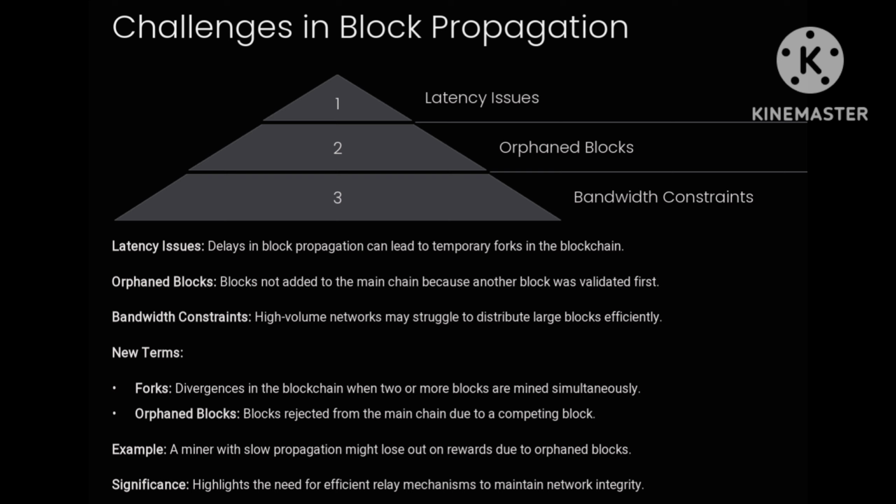Geographical distribution. Nodes in remote or less connected regions might experience slower block propagation compared to those in well-connected areas. This creates an imbalance in mining opportunities and synchronization. For example, a node in a rural area with slow internet speeds may lag in receiving the latest block, giving nodes in urban areas an advantage in mining subsequent blocks. These challenges emphasize the need for optimized protocols, like compact block relay, to ensure efficient and equitable propagation.